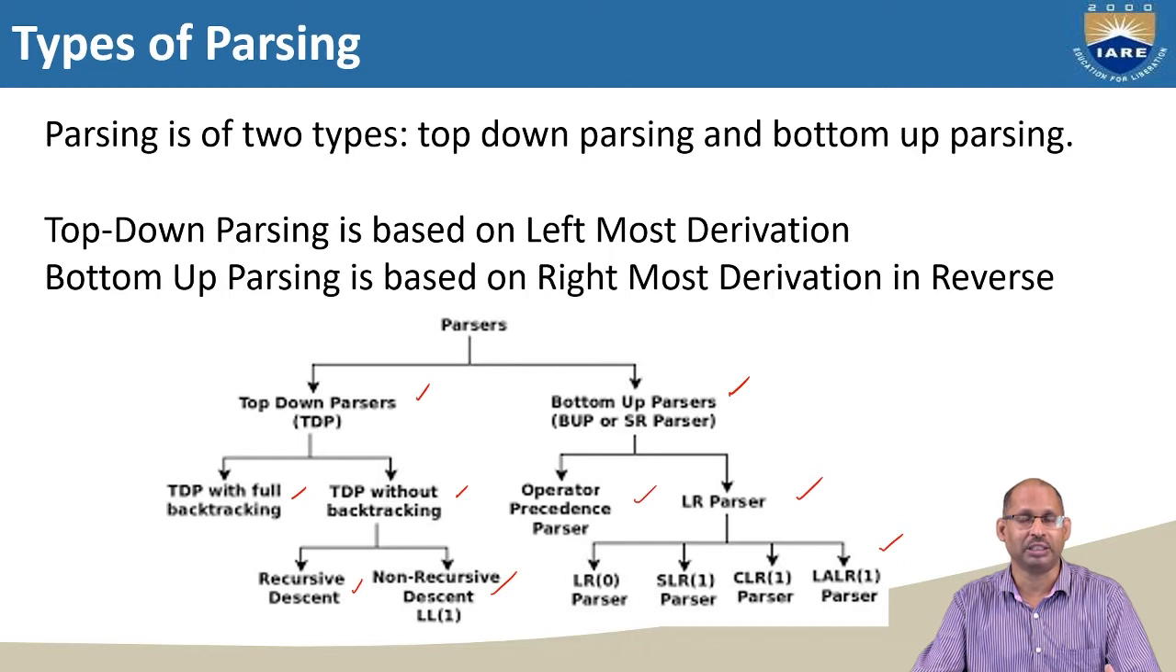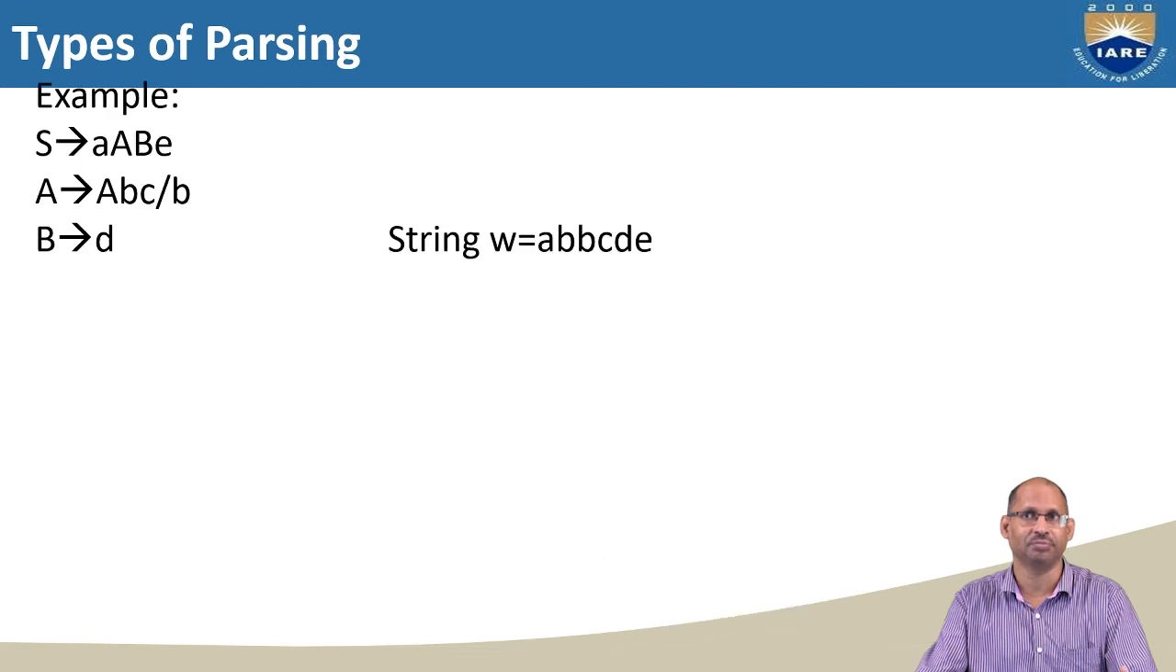The syntax analyzer, the parser, is constructed with the help of one of these methods. The parsing methods are divided into two groups: top-down parsers and bottom-up parsers. Top-down is divided into with backtracking and without backtracking. Without backtracking, there are recursive descent and non-recursive descent LL1 parsing methods. Then the bottom-up parsing methods are operator precedence and LR parsers. The LR parsers are LR0, SLR1, CLR1, LALR1. So these are the different methods of parsing.